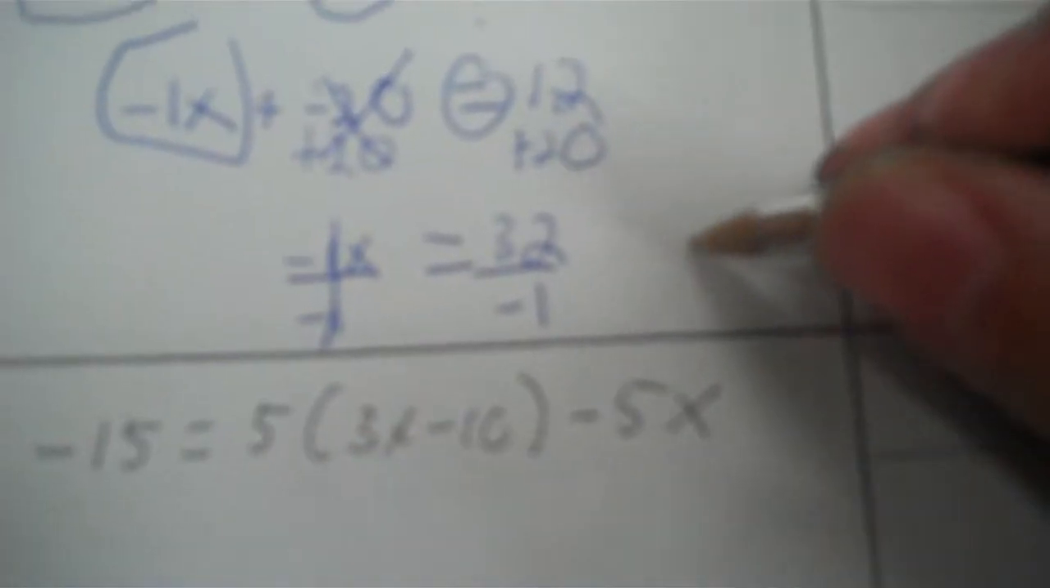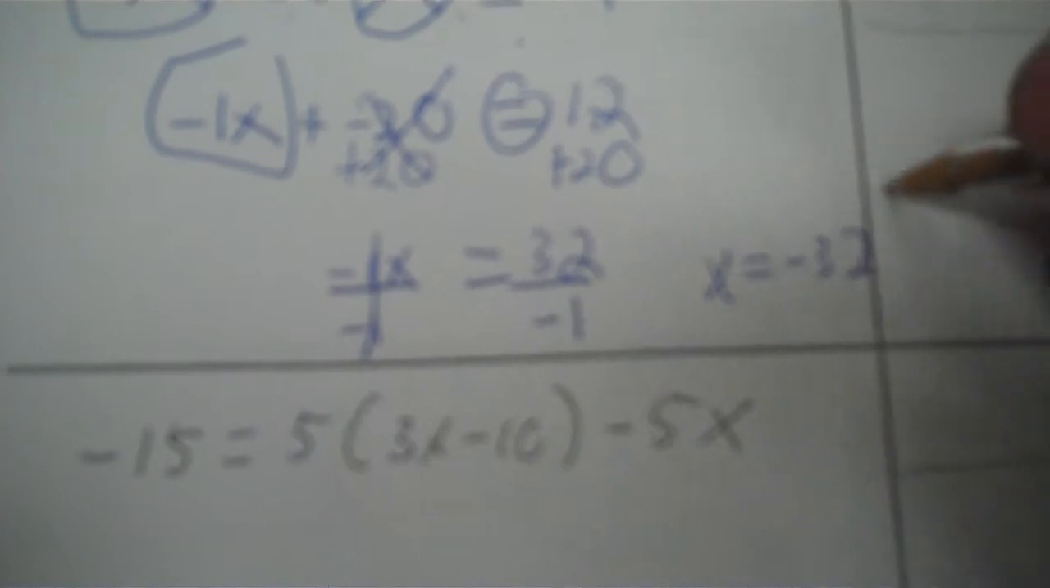Now it's time to divide. You're always dividing on the last step. So divide by negative 1, and x equals negative 32.